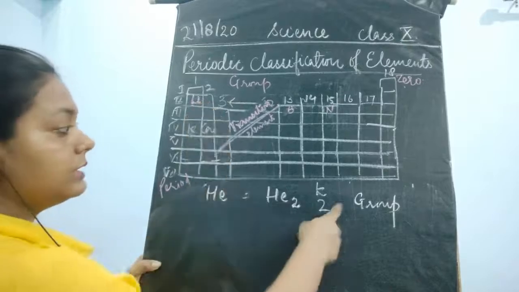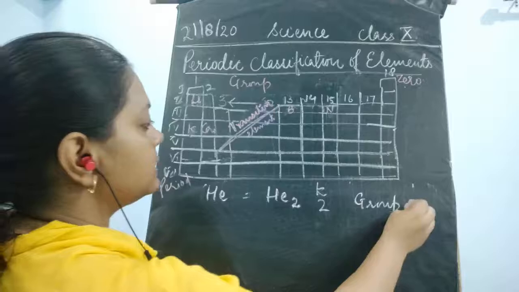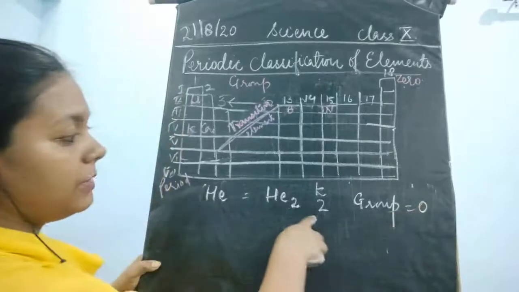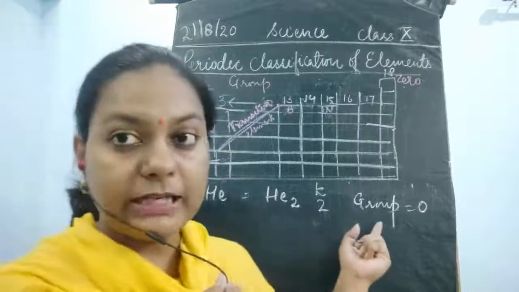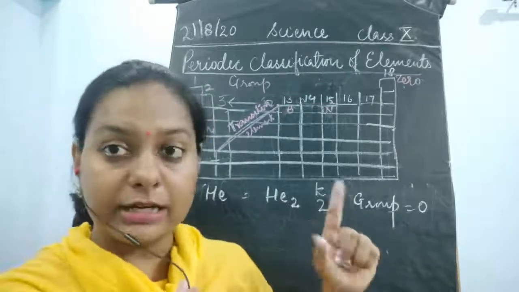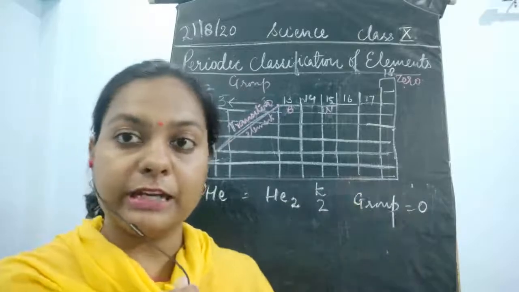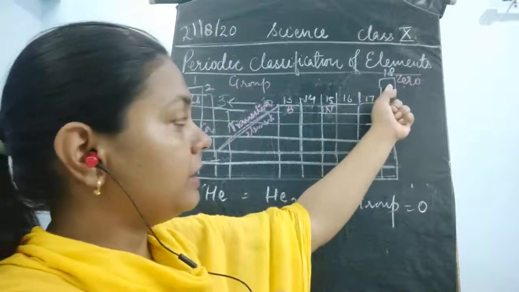No, because it is having 1 shell. It could not be placed here. The place of this group would be 0. Why? Because there is no valence electrons, please remember. So this helium is having the completely filled duplet because it is having only the K shell, and that too is completely filled. So this is having the 0 group. That will be written somewhere here.